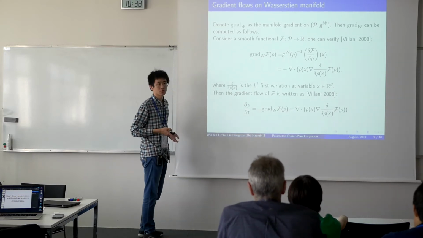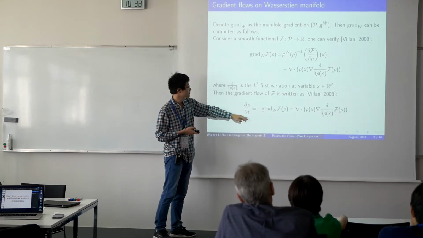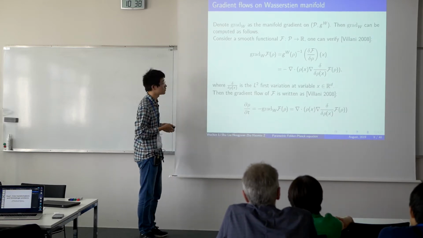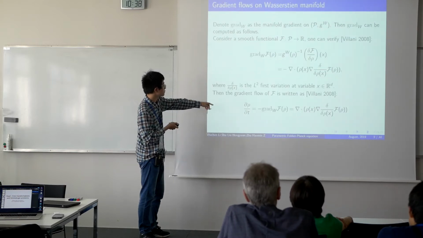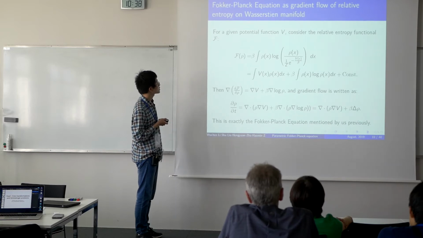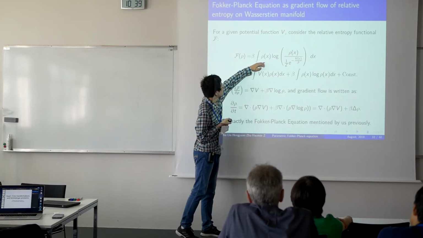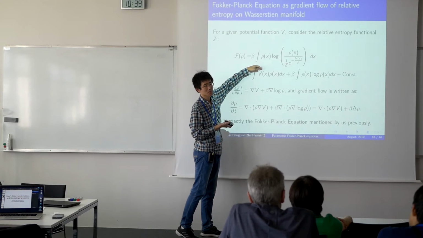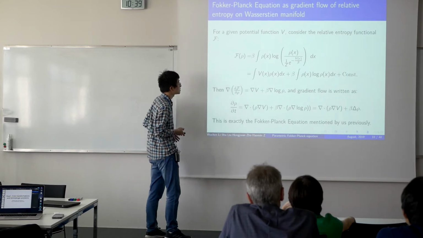And once you know how to compute Wasserstein gradient, you can formulate the Wasserstein gradient flow. Here's the formula. It's actually already an evolutional equation of rho. And how to relate this with Fokker Planck equation? You only need to consider a special functional, which is called relative entropy. It looks like this. It is also KL divergence. It has different names: KL divergence, relative entropy, or even free energy. They all represent the same thing.